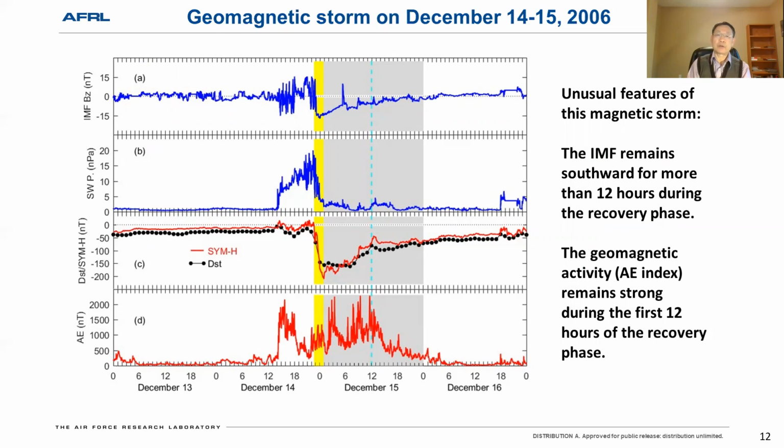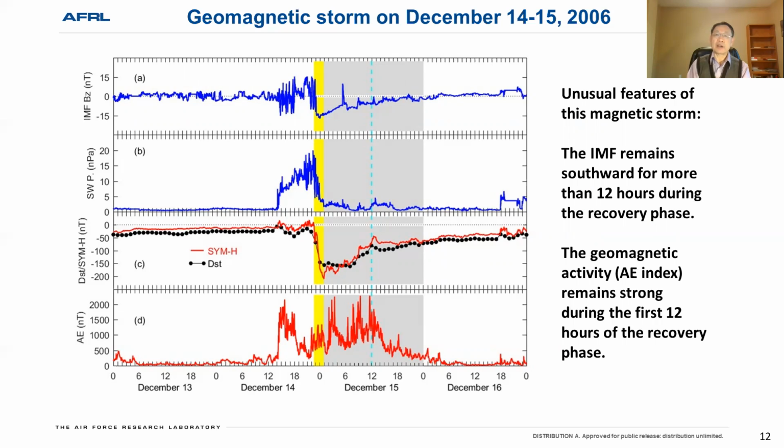This slide shows the solar wind and geomagnetic activity during a magnetic storm. This is a very interesting case. The IMF is continuously southward for about 24 hours. The yellow shading denotes the first 3 hours of the southward IMF. This is the main phase of the magnetic storm.